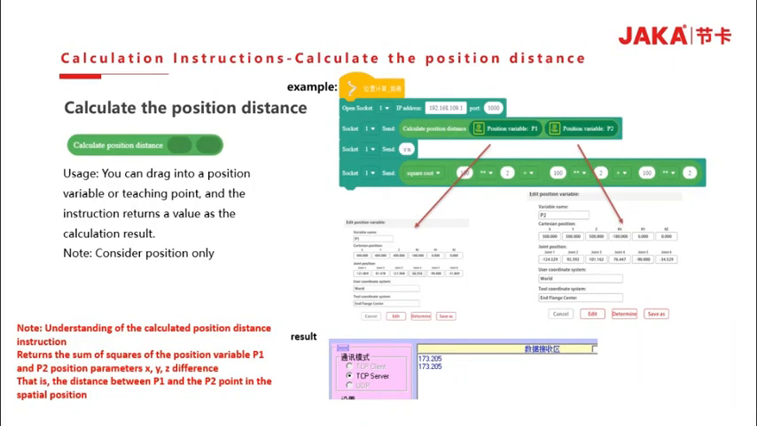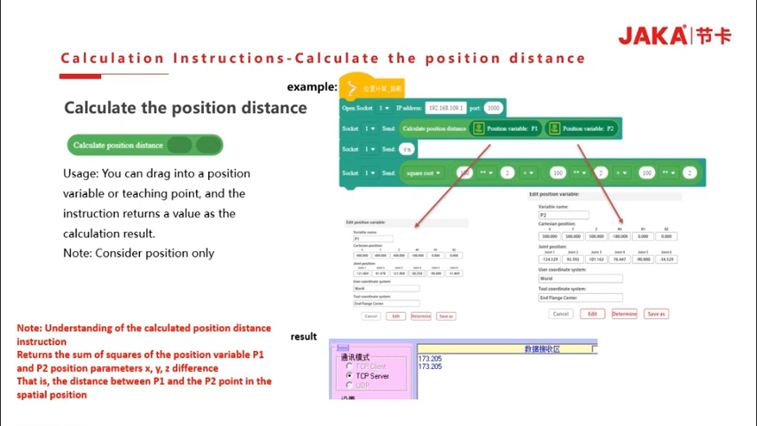Calculate position distance command. Look at the example on the right. Open the socket connection. It will send the result of calculating the position distance of P1 and P2, which is the square root of the sum of the squares of the x, y, z differences between the two positions P1 and P2. The result received in the socket is 173.205. The result received is the same both times.